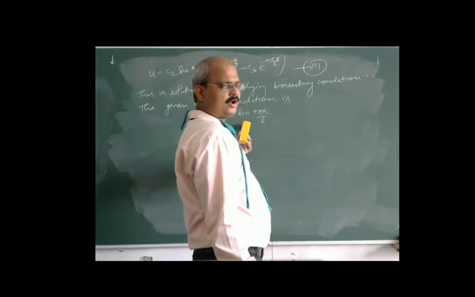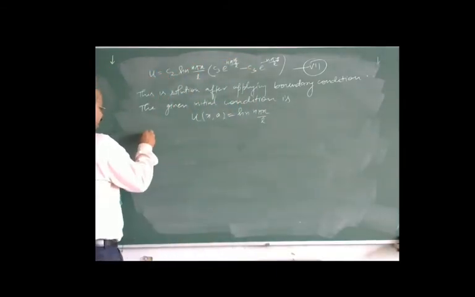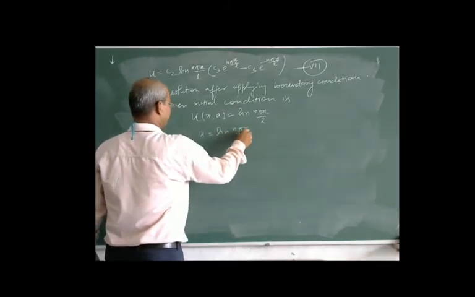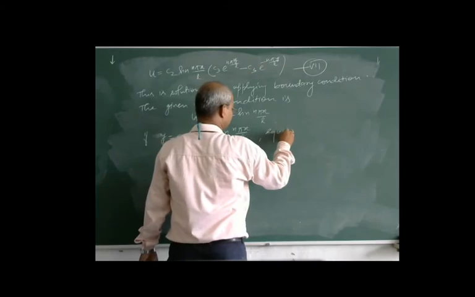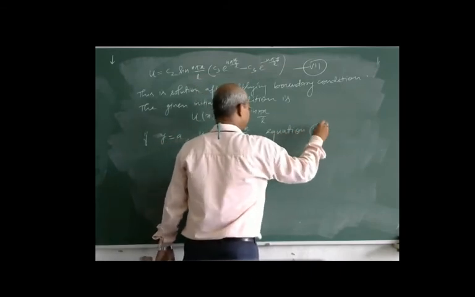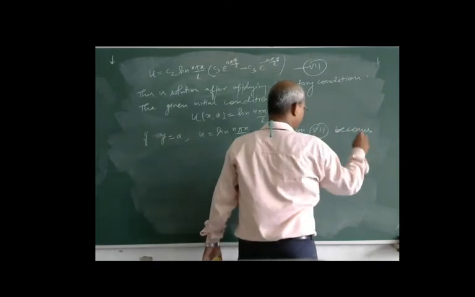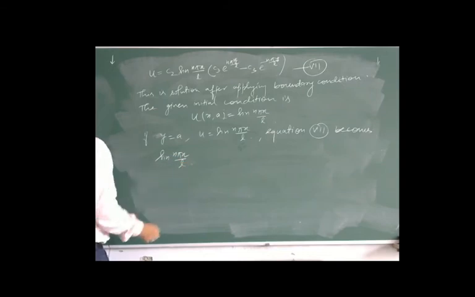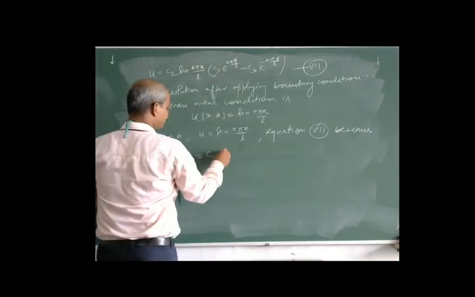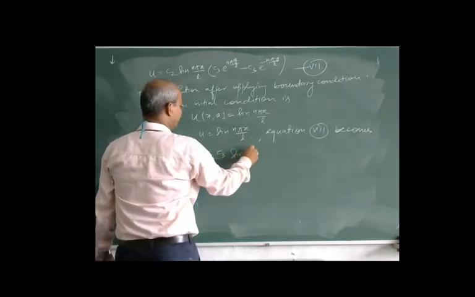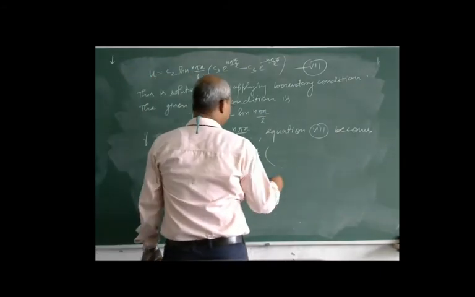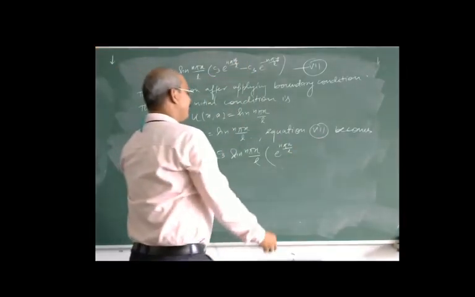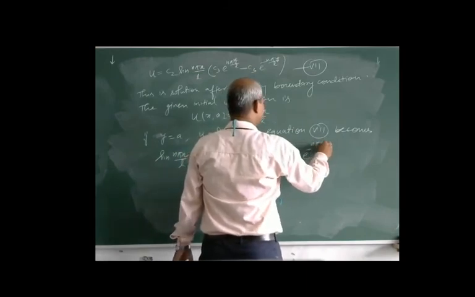Okay, students. So now from here, if y equal to a, u equal to sine n pi x by L. Equation 7 becomes sine n pi x by L equal to C2 C3 can be taken common, so C3 sine n pi x by L, and this becomes e to the power n pi a by L, by putting y equal to a, minus e to the power minus n pi a by L.